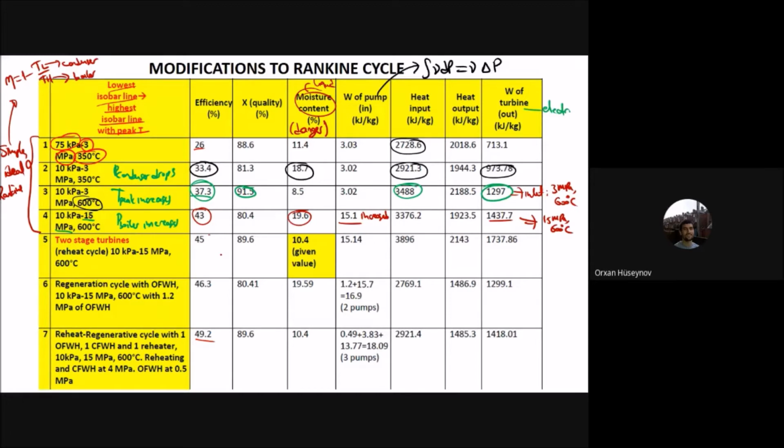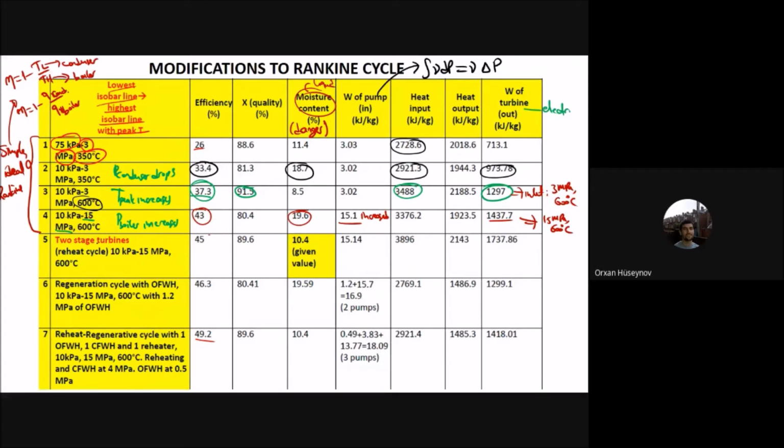That is for the ideal one, but if you are looking for the real one, you have to get QL divided by QH, where QL is the condenser one and QH is the boiler. You have to play with these values, and these are all proportional to these temperatures.